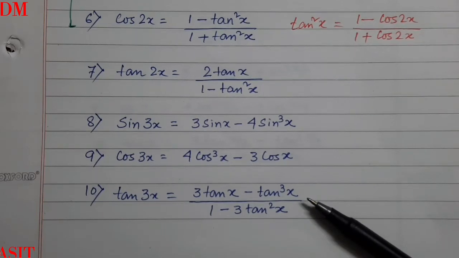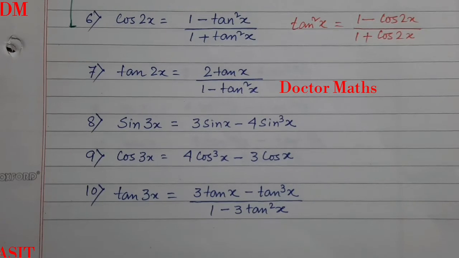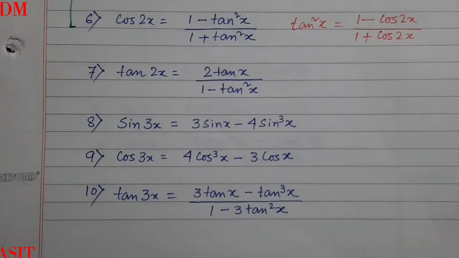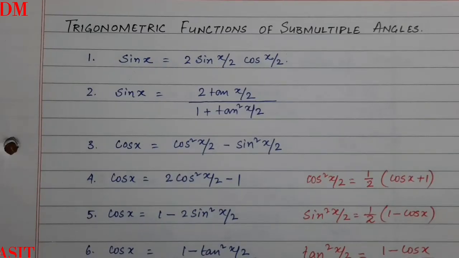And similarly we can find tan 3x equals 3 tan x minus tan cube x by 1 minus 3 tan square x. Now these 10 formulas are the formulas of multiple angles. Now let us see the formulas of submultiple angles. So here we will write x in terms of x by 2 or x by 3.